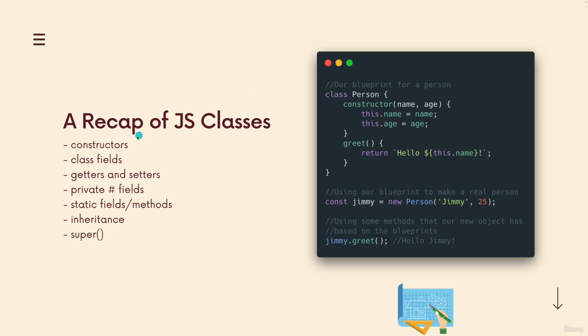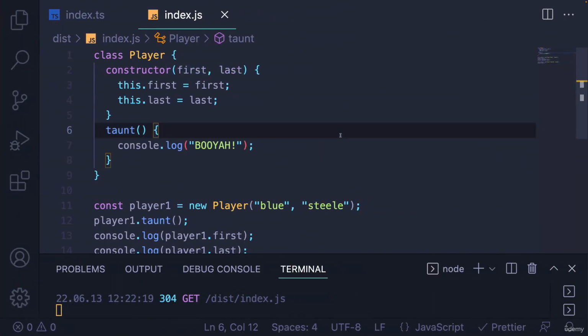Next up, I want to talk about class fields. So this is a nice shortcut syntax we can use to define fields or properties. We can basically use those interchangeably in a class. So what I've done here in our constructor is take whatever values are passed, first and last, and add those on to the specific instance of player.